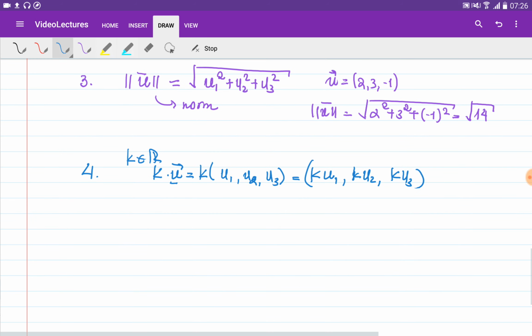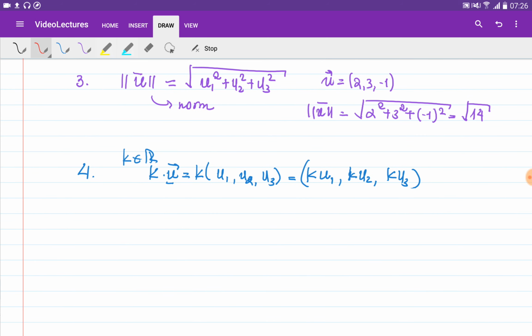So geometrically what it does is, if we're given a vector u and you multiply it by some k, this is going to change its length. For example, if you multiply this vector by 2, this is going to be a vector with the same direction, which is twice longer than u. So if you're given another vector v, for example, and you would like to make it shorter, you need to multiply it by 1 over 2, right? If you multiply it by 1 over 2, this is going to be a vector which is twice shorter than v.